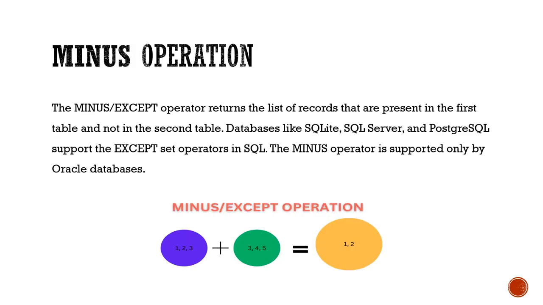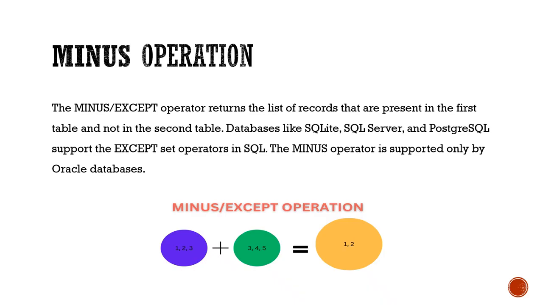Let's see about the minus operation. The minus or except operator returns the list of records that are present in the first table and not in the second table. Databases like SQLite, SQL Server and PostgreSQL support the except set operation in SQL, and the minus operation is supported only by the Oracle database.